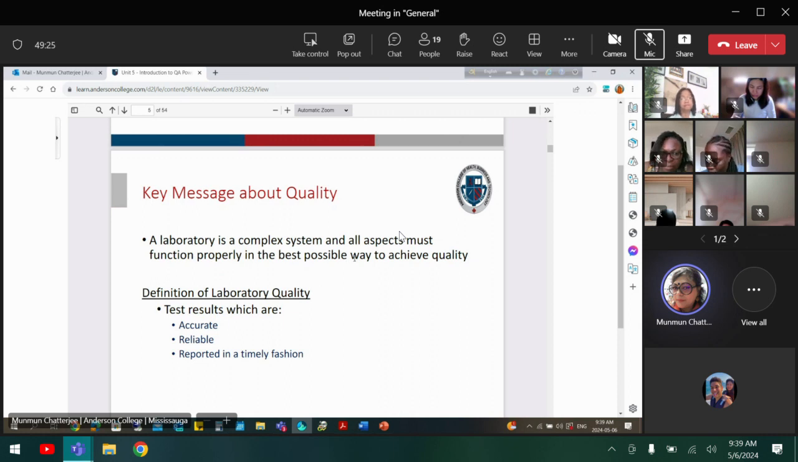So, the definition of laboratory quality, what it means: the test results which we are giving for the patient should be accurate, and should be reliable. Say, for example, in an emergency, you draw a patient's blood, and the hemoglobin level is showing 42, which is far, far below the normal.